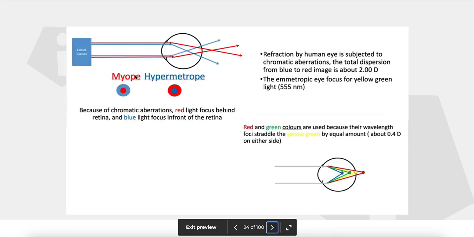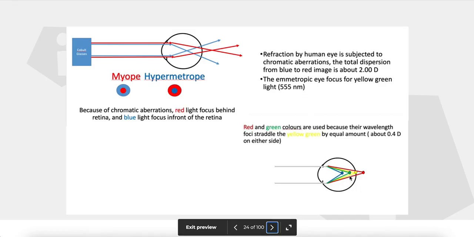We mentioned before this experiment where the patient can wear cobalt blue glasses and the myopes will see the red better while the hypermetrope will see the blue better. This is again due to the chromatic dispersion between the blue and red. In the refraction of the human eye, it is subjected to chromatic aberrations, and the total dispersion from blue to red image is about 2 diopters, and the emmetropic eye will focus the yellow-green at about 555 nanometers.